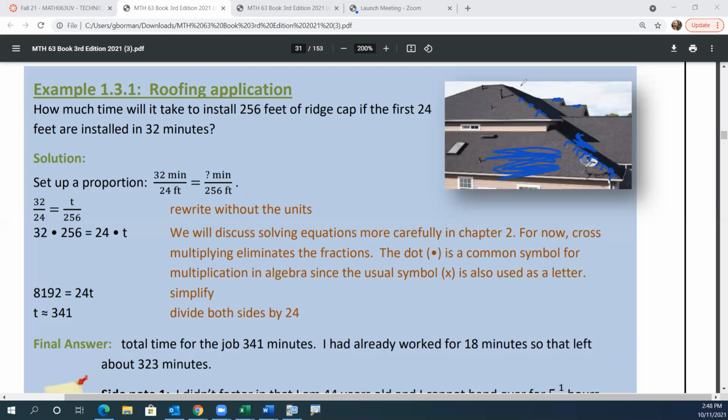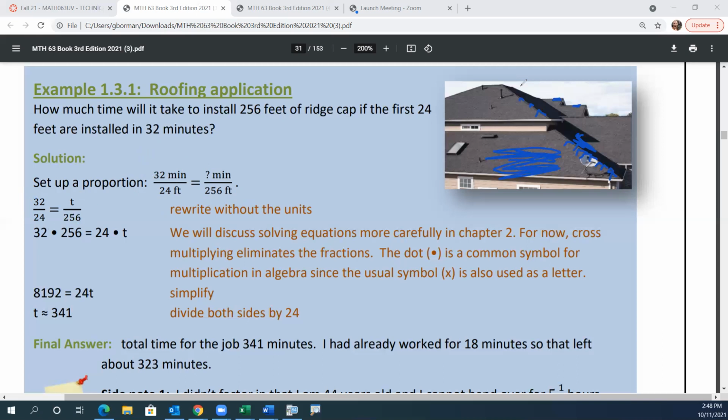Okay. Once you have a ratio equal to a ratio, then this is called a proportion. That's just the name of it. So in other words, the time and the distance are proportional to each other. So the way to simplify, they first rewrite it like that, no big deal.